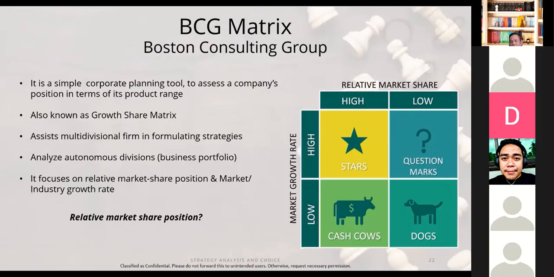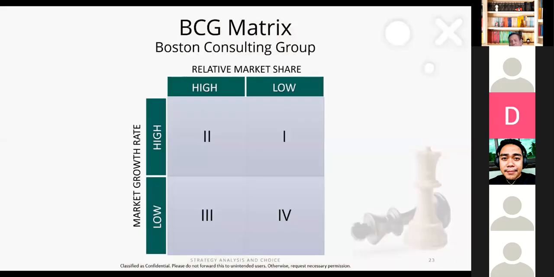What is relative market share position? It is defined as the ratio of a division's own market share or revenues in a particular industry to the market share or revenues held by the largest rival firm in that industry. Let's discuss further the quadrant definitions. So the first quadrant is the question mark. Divisions in quadrant 1 have a low relative market share position, yet they compete in a high growth industry.